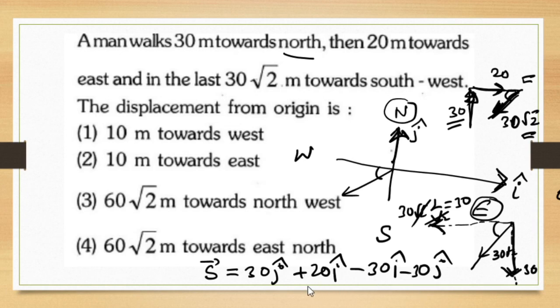So altogether I am going to get, 30 j cancels, so minus 30 plus 20 is nothing but minus 10 only, so minus 10 i cap. So i cap is east, so minus 10 i cap means west. So that is the answer.